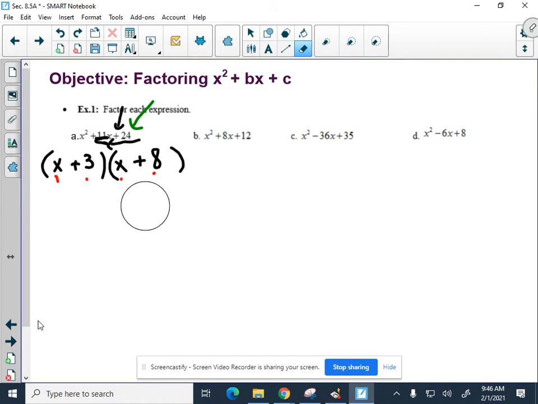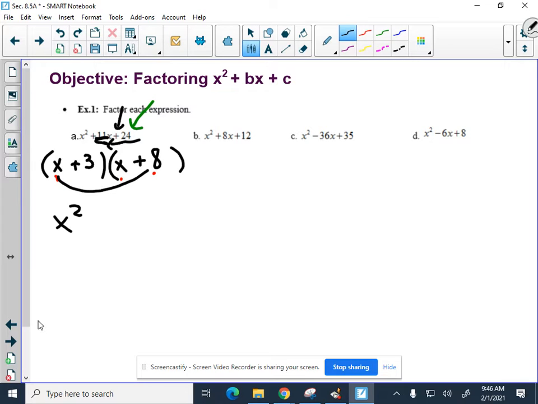Now, I believe that's the answer. And if you understand it well, then you have the answer. The way I'm going to check is I'm going to multiply it out. X times x is x squared. X times 8 is plus 8x. 3 times x is plus 3x. Those indeed will add to 11x. They'll be positive. 3 times 8 is 24. That's why we start with that. That is the right answer.